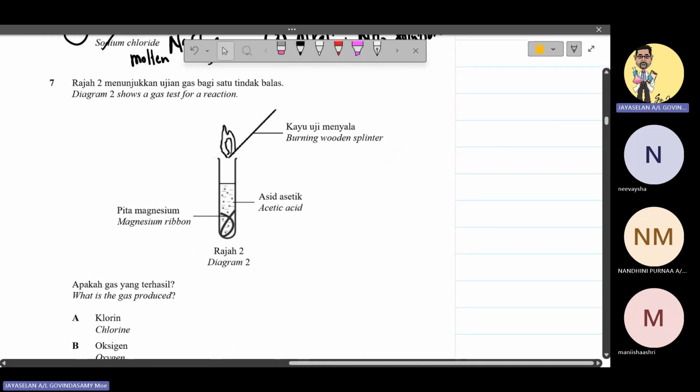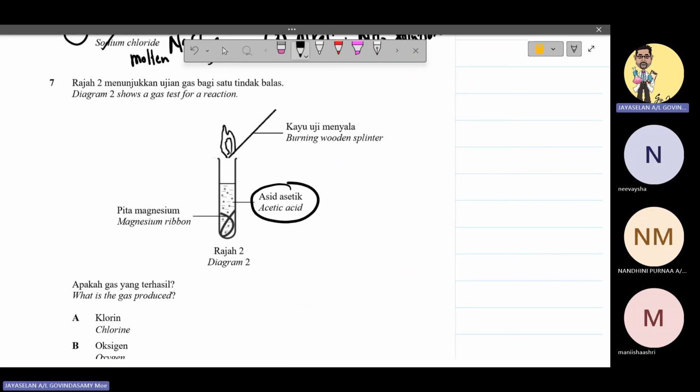Okay, next one. We see acetic acid. What is the formula of acetic acid? Anyone? Acetic acid is known as ethanoic acid. Please remember ethanoic acid. One more name is called acetic acid, or vinegar. 3 names: acetic acid, vinegar, or ethanoic acid.